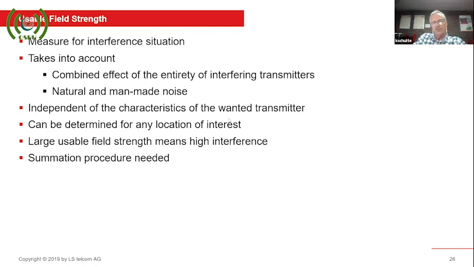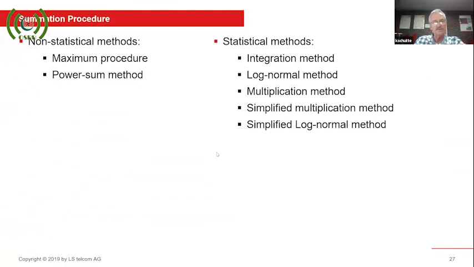So if you don't have a planning tool and you need to do this manually or with a very simplistic planning tool, your results will not be as accurate, and you will struggle to do the planning in a realistic time for your country, say for DVB-T2 implementation. Then large usable field strength means high interference level, so it's directly related to that. And you will also see that for each technology, there's a summation process that's required. And we will talk about the summation processes as well.